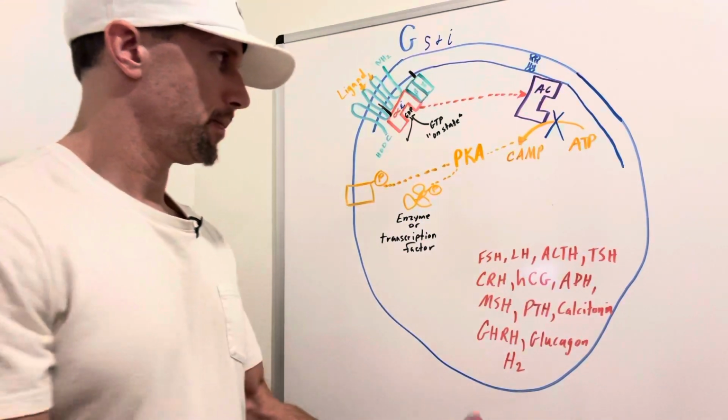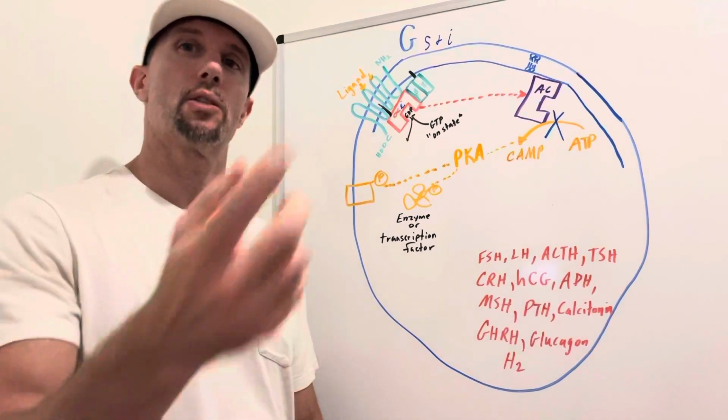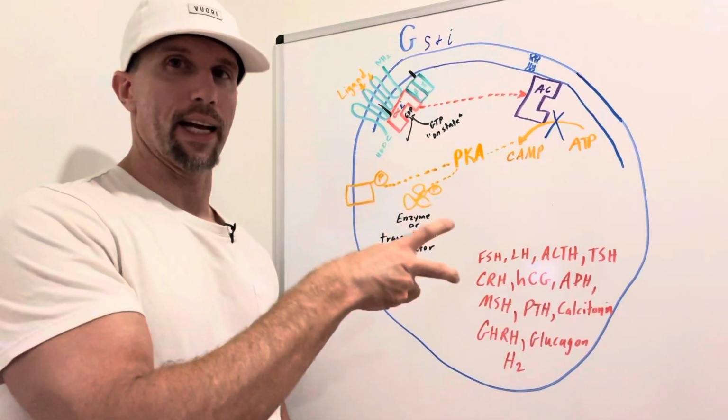So that wraps up 3 different G proteins. We have the GQ in the other video, GS, and GI.